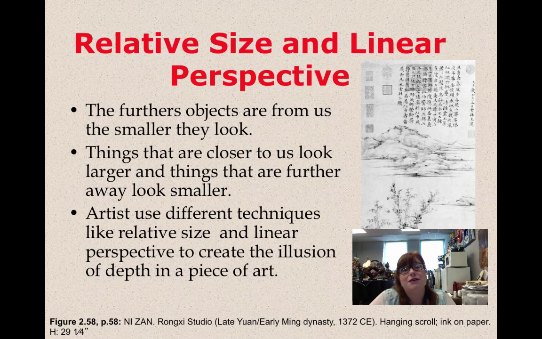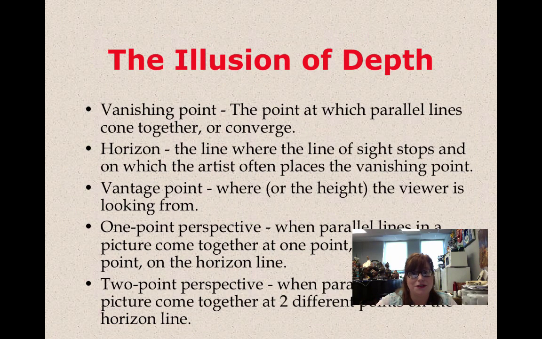So another way that artists convey space is through linear perspective. Linear perspective also uses the idea that the further objects are from us, the smaller they look, and things that are closer to us look larger. Artists use different techniques like relative size and linear perspective to create the illusion of depth in a piece of art. So, a couple of vocab words, and then I'm going to show you a slide that illustrates all of these things.